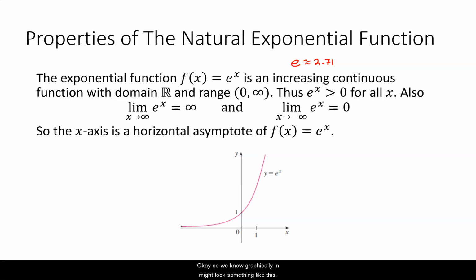Okay, so we know graphically it might look something like this, where it goes to infinity as it goes to the right, and it goes to 0 as it goes to the left. So yeah, as x goes to infinity, it approaches infinity. As x goes to negative infinity, it approaches 0.